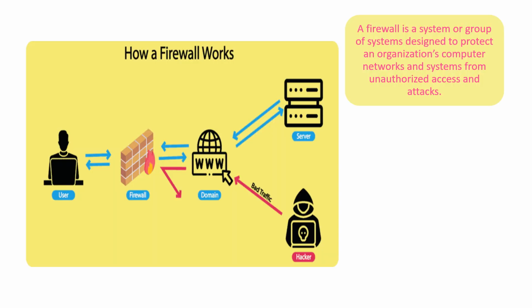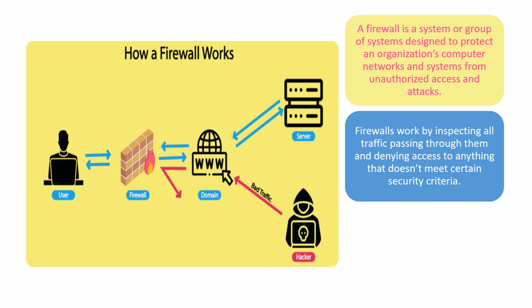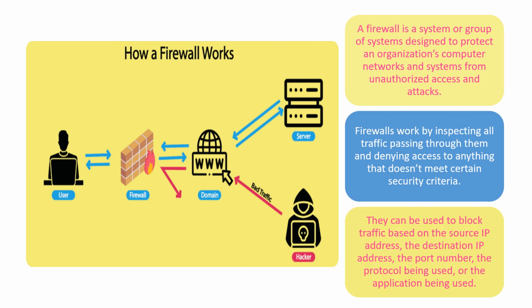Before going to the types of firewall, we can see how a firewall works. A firewall is a system or group of systems designed to protect an organization's computer networks and systems from unauthorized access and attacks. Firewalls work by inspecting all the traffic passing through them and denying access to anything that doesn't meet certain security criteria. They can be used to block traffic based on the source IP address and the destination IP address, the port number, and the protocol or application being used.